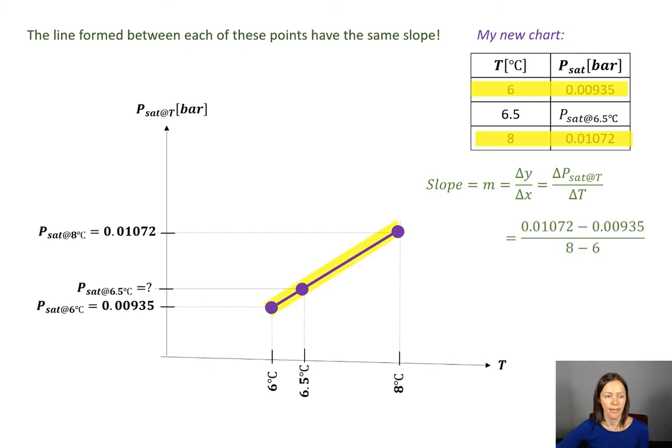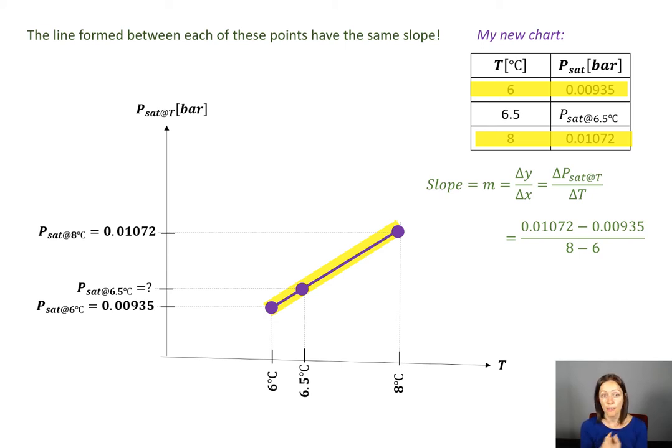So let's look at that. So if we look at the line connecting the outer two dots, the outer 2 coordinates, that would be between 6 and 8. So my slope would be delta y, which would be 0.01072 minus 0.00935 over 8 minus 6. Now just a word of advice, you need to make sure that you don't get any of these numbers flipped around. You need to be consistent in how you're defining delta y and delta x.